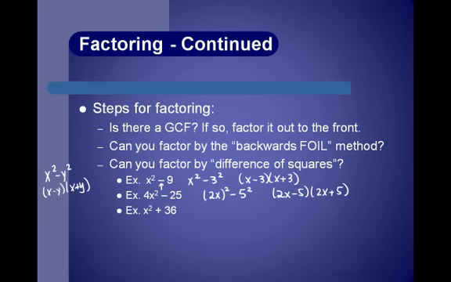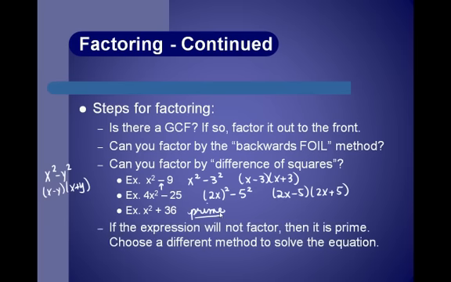Notice it is a binomial. There's two terms, but this is a plus in the middle. Therefore, we call that a sum of squares, and a sum of squares will not factor unless there's a greatest common factor, which in this case there's not. If the expression will not factor, then it is prime, and if we're solving equations that are prime, then we're going to have to choose a different method to solve the equation.